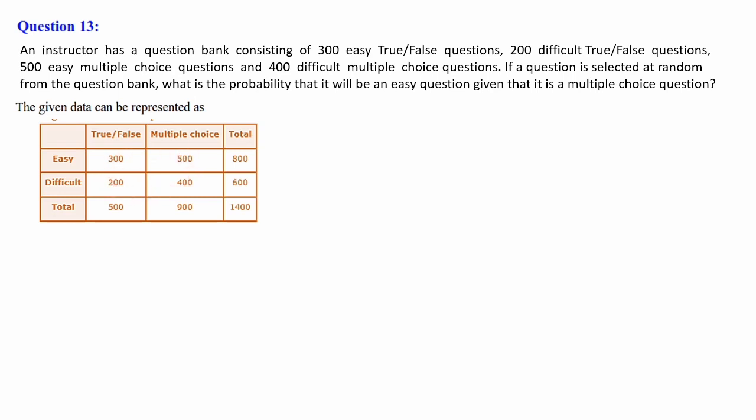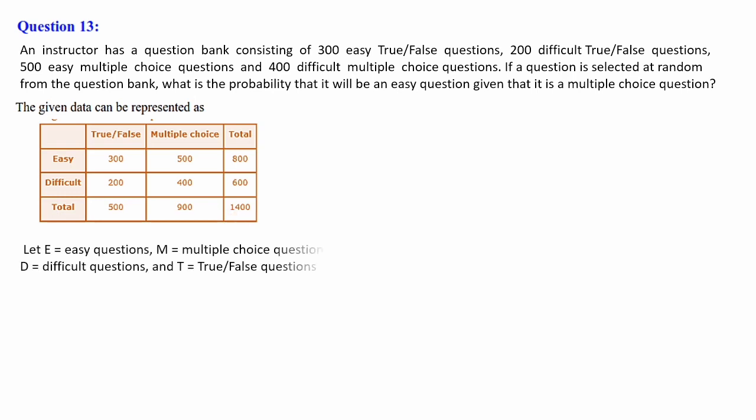From here we can write down the total. Total easy questions 800, difficult questions 600. So altogether a total of 1400 questions are there. So this is what the question is. This is very important. We have a total of 1400 questions.